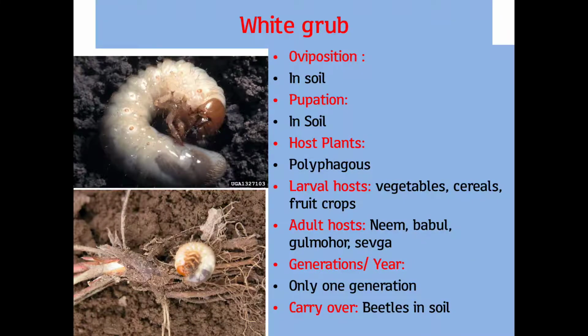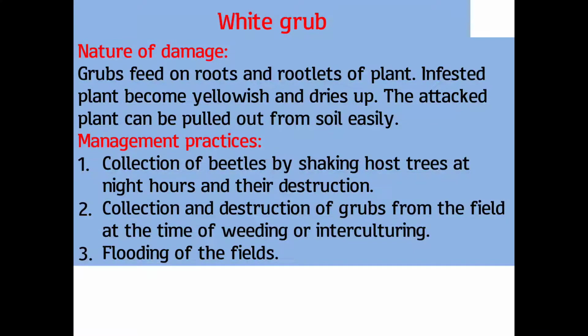Oviposition and pupation both happen inside the soil. Host plant: polyphagous. In this pest, the larval host and adult host are totally different. The larva feeds on field and vegetable crops, and the adult feeds on big trees such as neem, babul, gulmohar, shevga, etc. Only one generation is completed in a single year. This is important for objective type questions. How many generations are completed in a year? Only one generation. Carryover stage: beetle in soil.